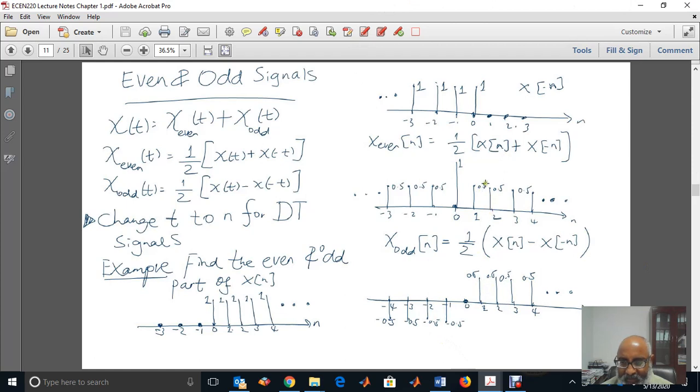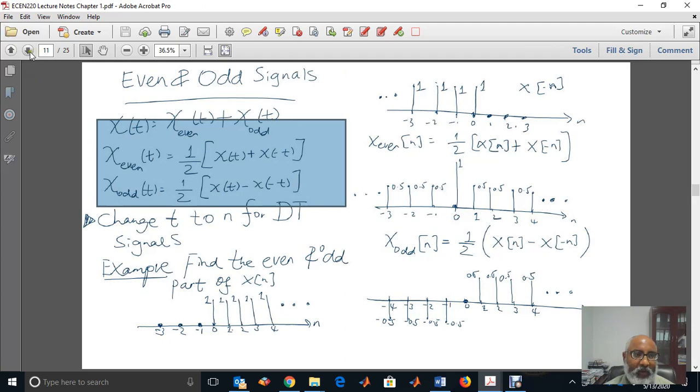And at 1, this is 0.5. At 2, 0.5. This is 0.5, 0.5. If I add, I will get 1. So starting from 0, it will be 1, 1, 1, 1, which is the original signal. Okay, this is how we find the even and the odd part of a signal. These are important formulas.